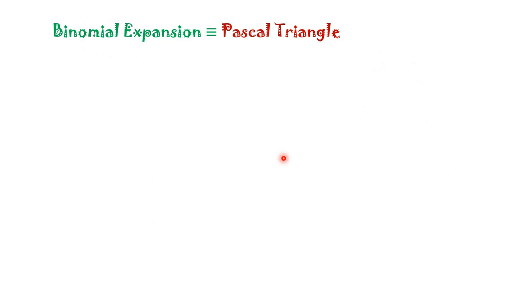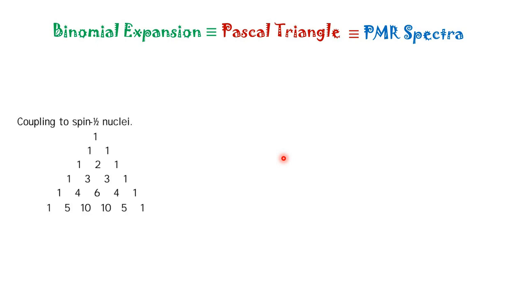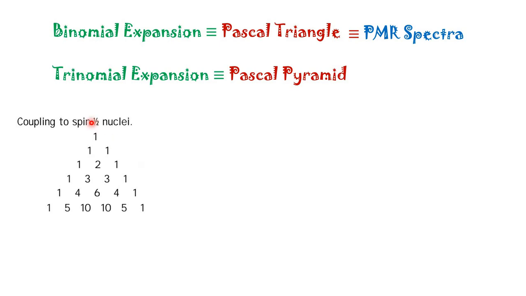Well, binomial expansion and Pascal triangle have a correspondence with each other, and that is also connected to the PMR spectra, these three layer problems we have seen in the first part. So that is well explicable for spin half. And then the question is spin 1, and we have seen that trinomial expansion replaces binomial and Pascal pyramid replaces Pascal triangle. So up to the second layer we don't have any problem.